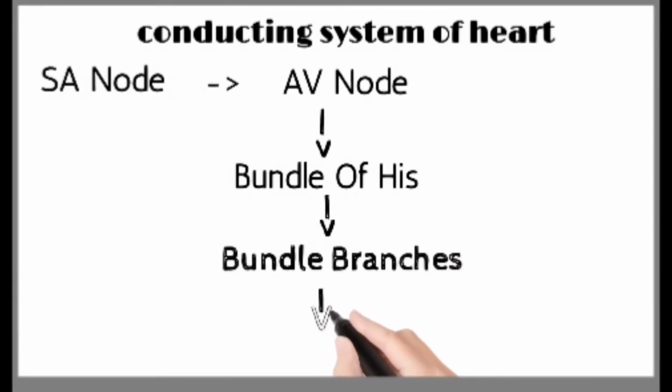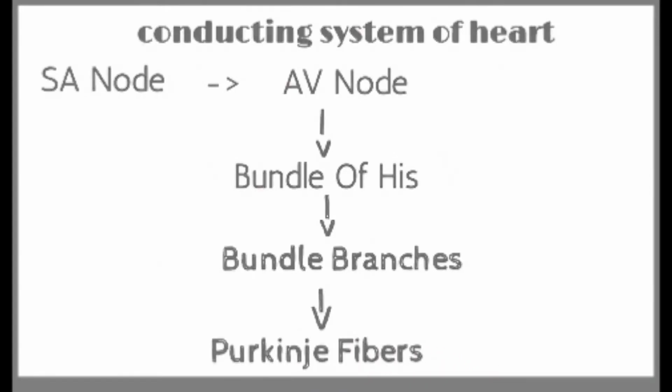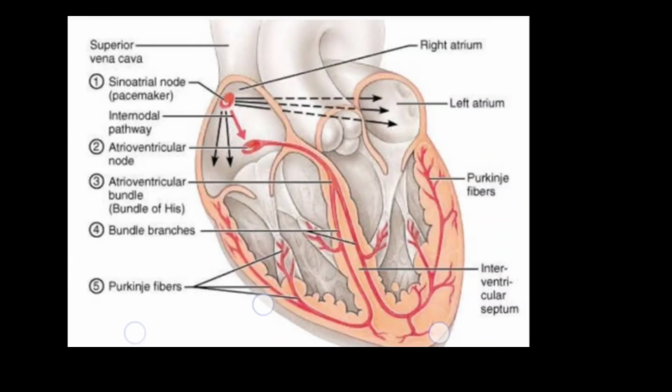So friends, the rate at which the SA node generates impulses is influenced by the autonomic nervous system, that is the sympathetic nervous system, which increases the fire rate of the SA node and thus increases heart rate, and the parasympathetic nervous system, which decreases the rate of the SA node and thus decreases heart rate.